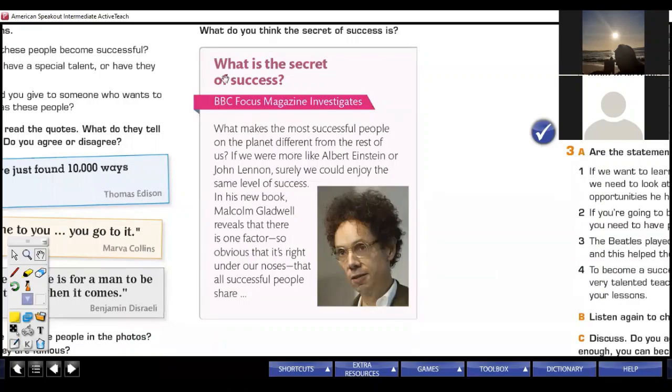What is the secret of success? BBC Focus magazine investigates. What makes the most successful people on the planet different from the rest of us? If we were more like Albert Einstein or John Lennon, surely we could enjoy the same level of success. In his new book, Malcolm Gladwell reveals that there is one factor so obvious, right under our nose, that all successful people share.